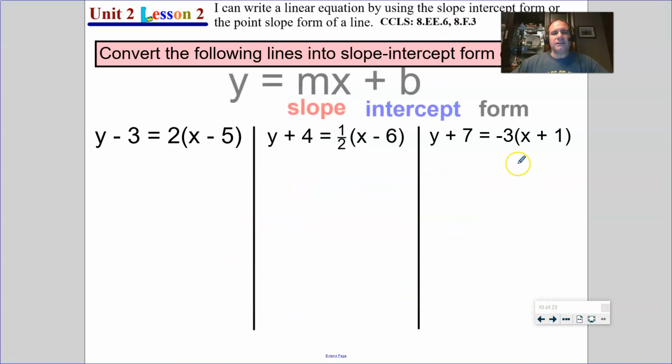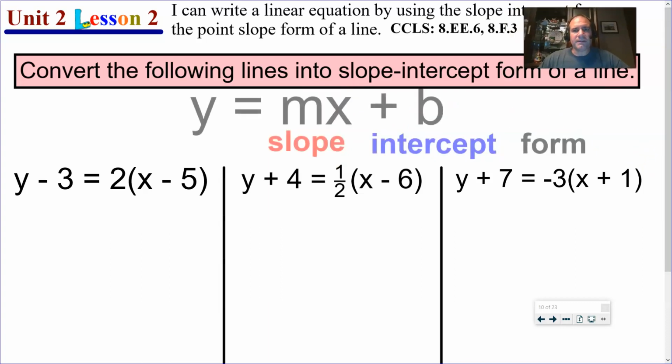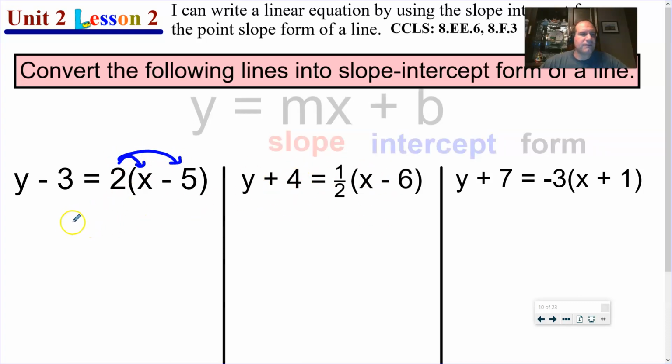Let's go ahead and talk about slope-intercept form. The reason why this is called slope-intercept form is because it has a slope and the intercept. Convert the following lines to slope-intercept form. We are going to stop at slope-intercept form. I'm going to do the first one with you, and we'll take you through the next. You're going to do the rest of them on your own. Remember, you have to solve for y to get into y equals mx plus b form.